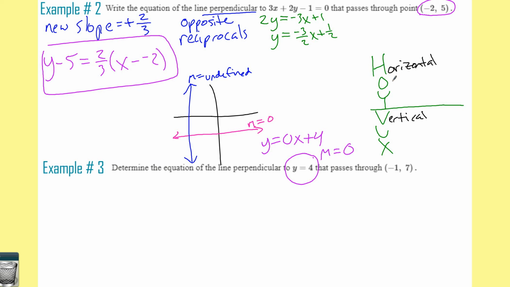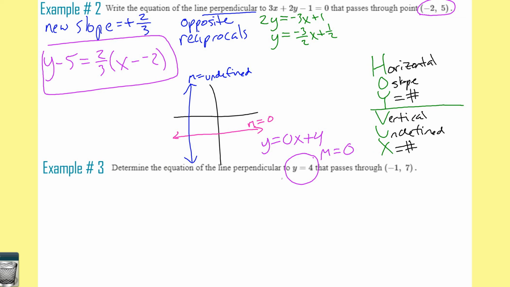For horizontal lines, you're going to have a 0 slope. For vertical lines, you have an undefined slope. And for the equations, when you have y equals a number, that is a horizontal line. So a vertical is going to be x equals a number. Horizontal, vertical. Okay, know that. That's the difference between horizontal and vertical.